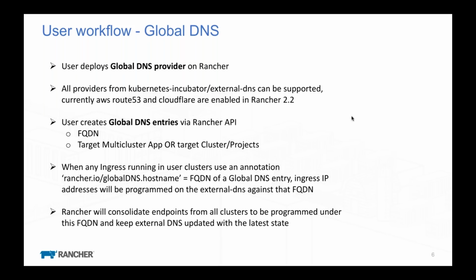Rancher controllers will make sure that they keep consolidating the endpoints from all Kubernetes clusters which are getting programmed under this FQDN. So if your application in one cluster goes down, or if new nodes are being added to a particular cluster, then new IP addresses are available under the ingress of your application. Rancher will make sure that those new IP addresses are picked and then programmed on the external DNS.